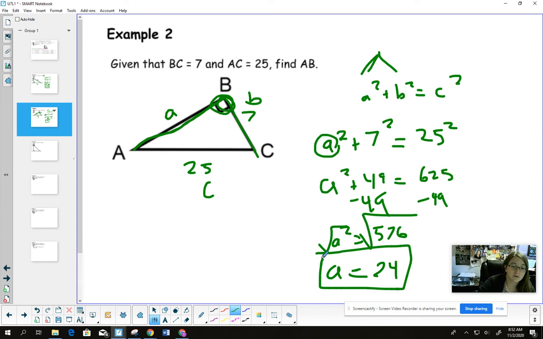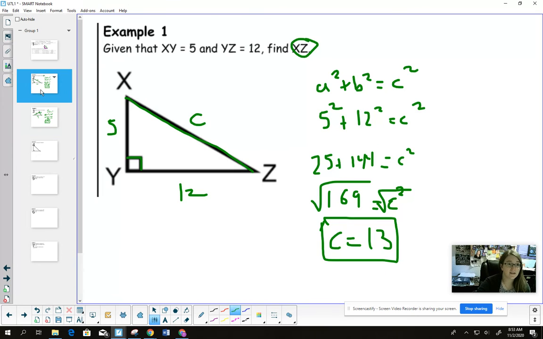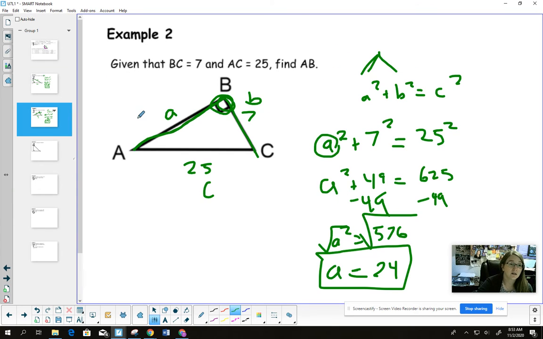So, be careful that we understand the difference between these two. Here, I had both sides that touched the right angle, so I plugged in both A and B. Here, we were trying to find one of the sides that touches the right angle, and then we just had to be careful which one is going in for B and which one went in for C. We're going to practice a bit more in class, but that gives us an idea.